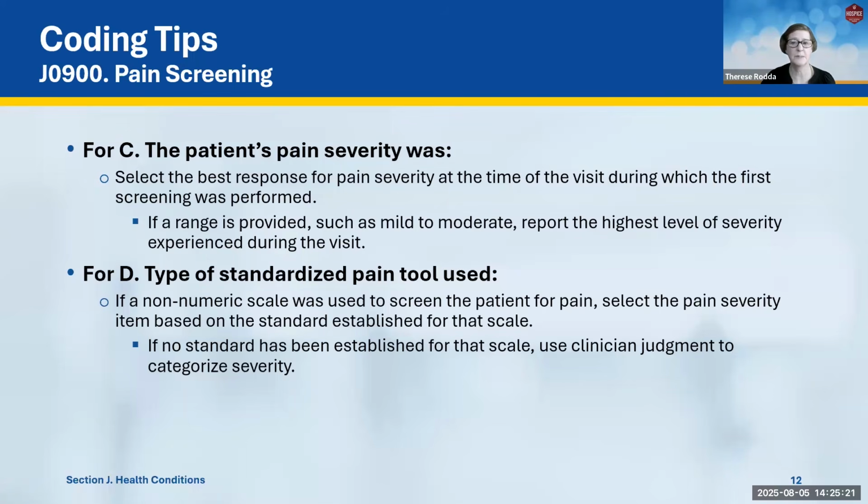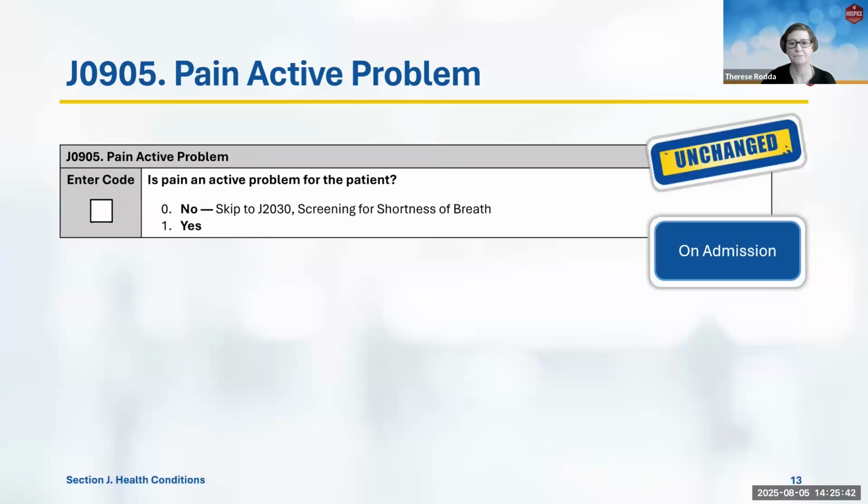Here are some coding tips for Part C and D. For Part C, choose the severity at the time of the first pain screening. If there is a range, use the highest level of severity. Then for Part D, choose the tool used to rate the severity. If a non-numeric scale was used, use the standard established for that scale.